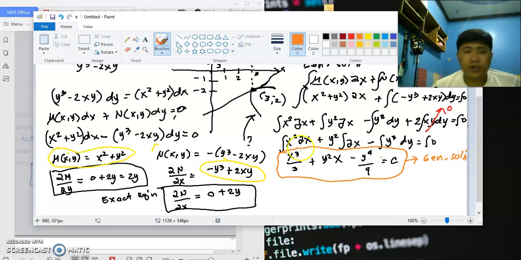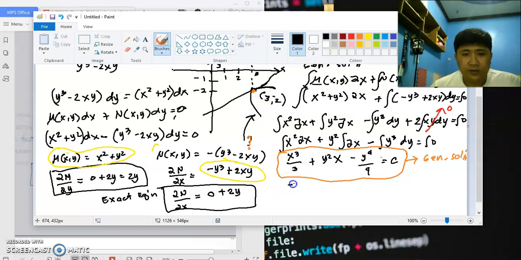So we don't know yet the exact equation of this curve. This curve uses this general solution, but the curve that exactly passes through this point, we still don't know. So we will substitute this one. So we have our x is 3 and our y is negative 2.